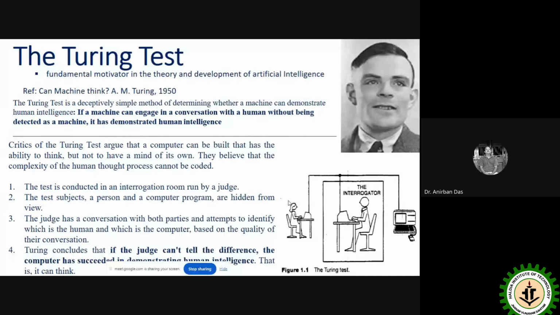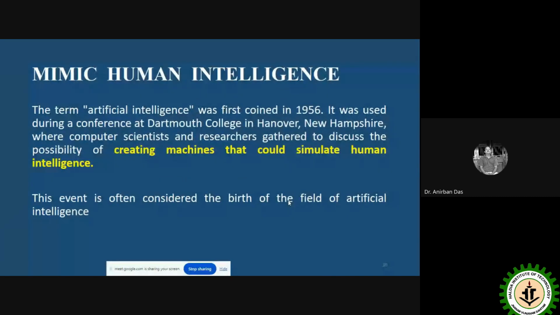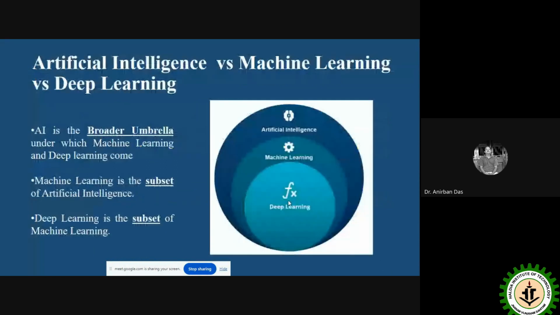So if the judge cannot identify the difference, then you can say that a machine can think. That was early 1950, A. M. Turing. He did this test. Then in the year 1956, the term AI, artificial intelligence, was first coined at Dartmouth College. The basic intention was to simulate human intelligence in the machine.